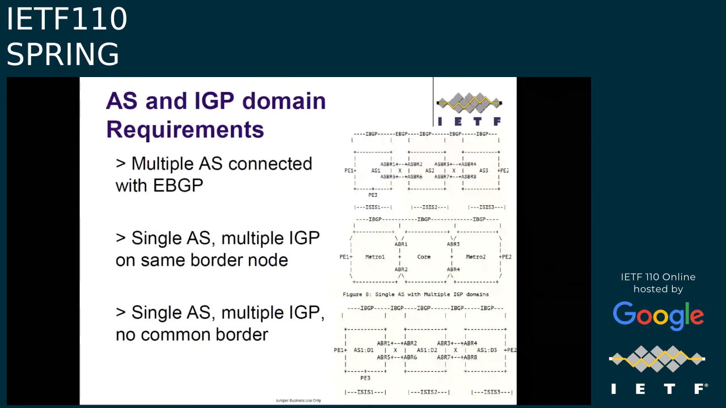If you see the bottommost right side diagram, AS1 is the AS, and there is domain 1, domain 2, and domain 3, and there is no common border node. And the end-to-end connectivity is all via iBGP sessions. Next slide, please.